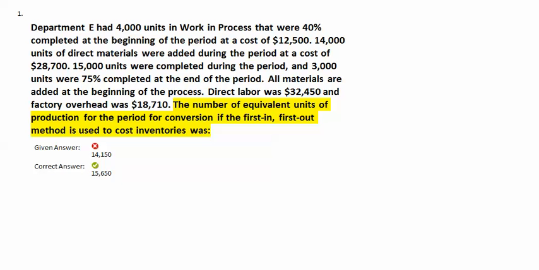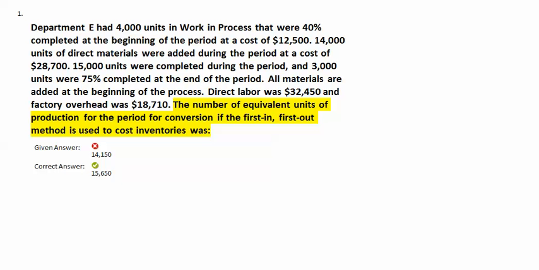Again, before I read the question, I highlight what the question is so I can figure out what they want from me. I've highlighted it and it says the number of equivalent units of production for the period for conversion if the first in, first out method is used to cost the inventories. So all I'm concerned about here, I haven't read the question. I don't know what all the data is yet. I don't want to know. I want to know what the question was. And it says, I need to know the equivalent units of production as to conversion costs. So I'm going to be figuring out my equivalent units for conversion.